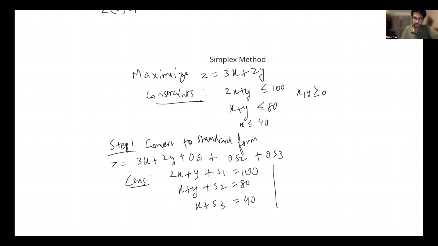Which we can write as follows: s1, s2, s3 is greater than equal to 0. So this is our constraints in standard form. We convert basically everything to standard form. That's our second step.